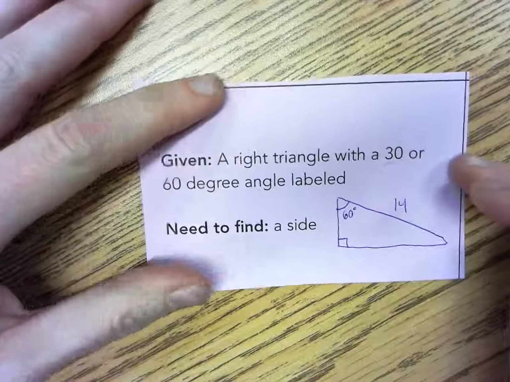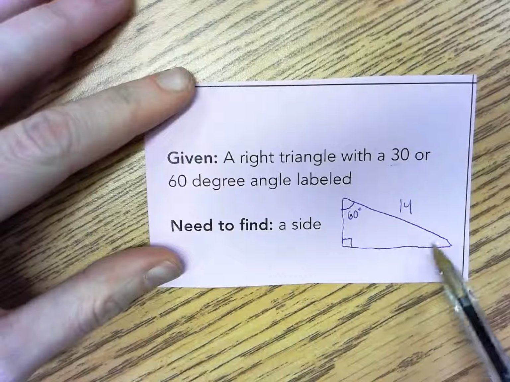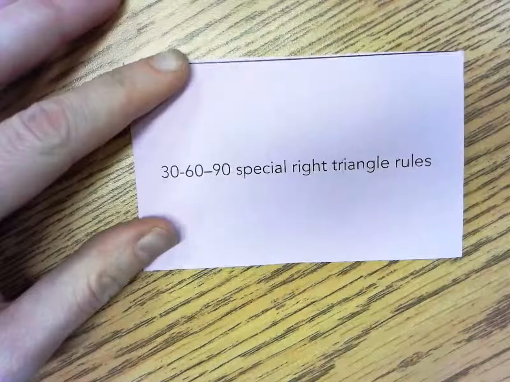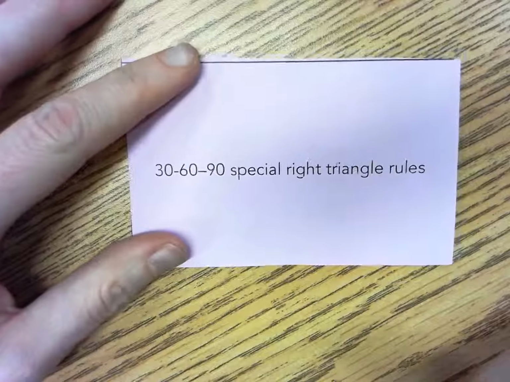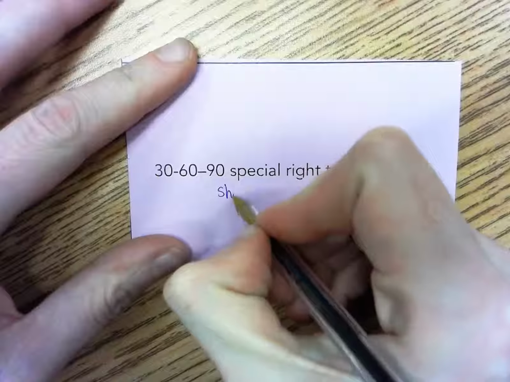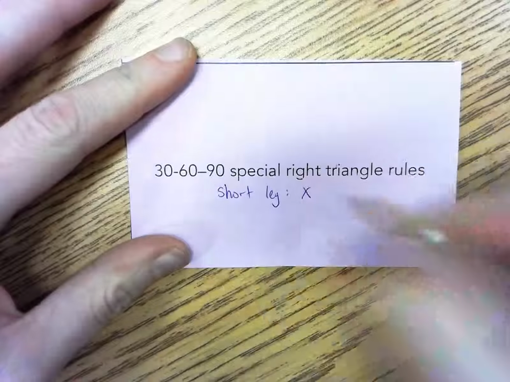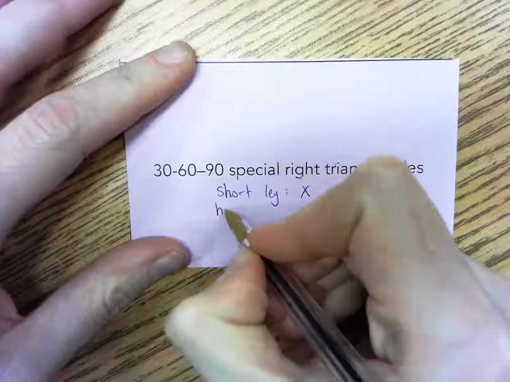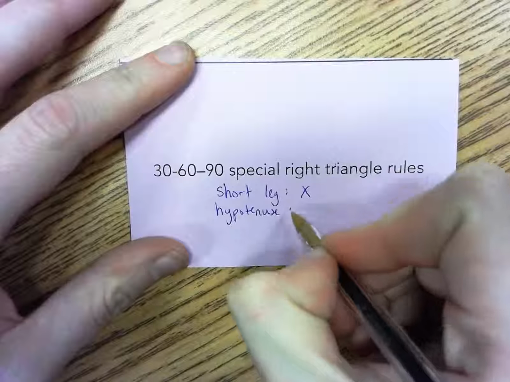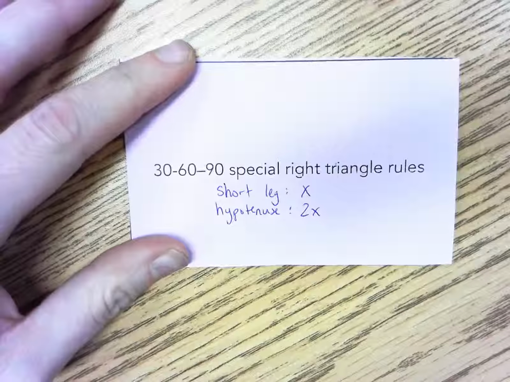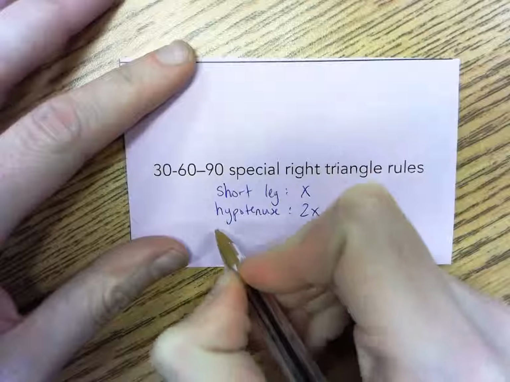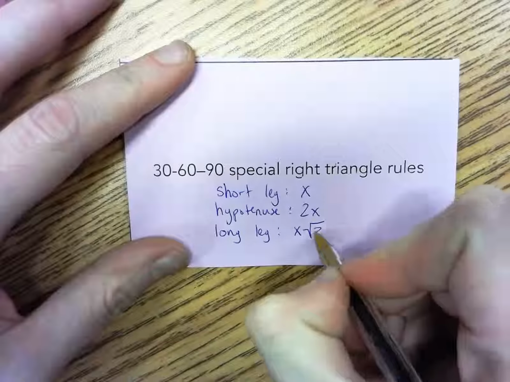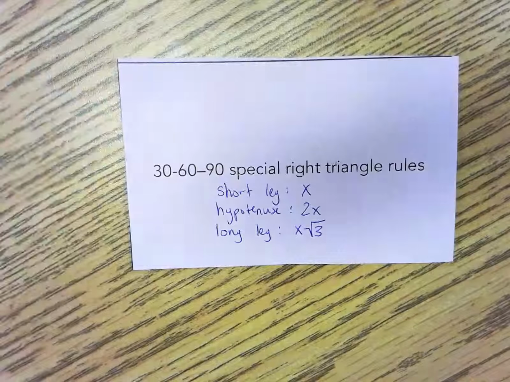So if you see a triangle that looks like this, where we have a 30, 60, 90, and we need to find a side, we use the 30, 60, 90 special right triangle rules. If you remember from our lesson 2 weeks ago, we said that the short leg is x. We said that the hypotenuse is 2x. And we said that the long leg is x square roots of 3. Go ahead and get those written down.